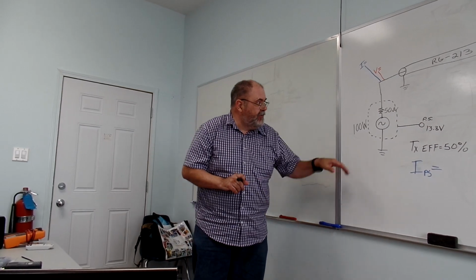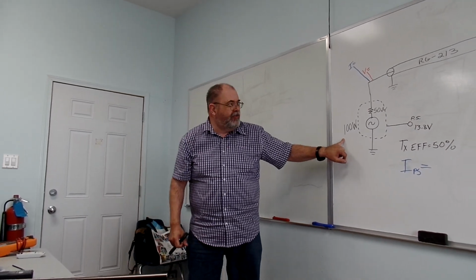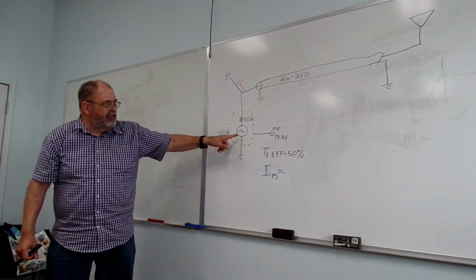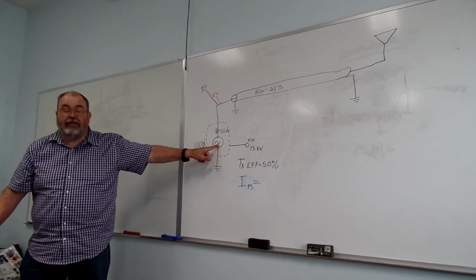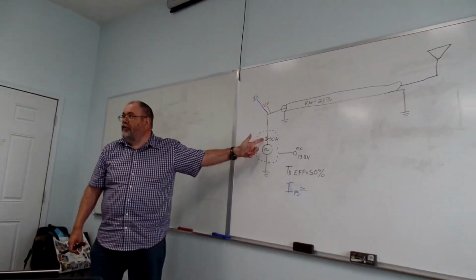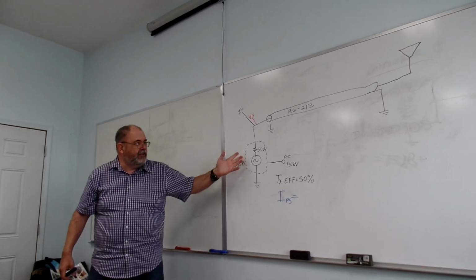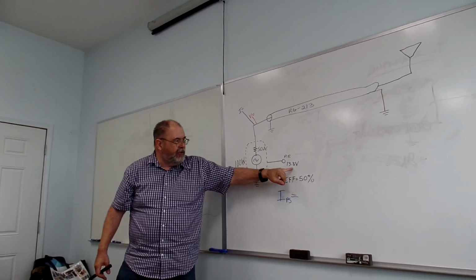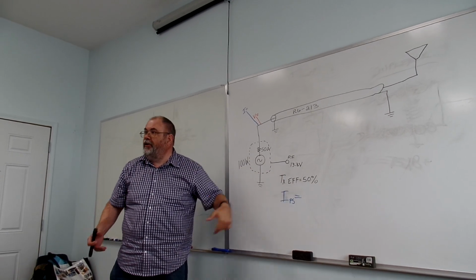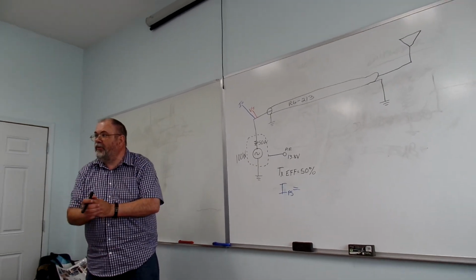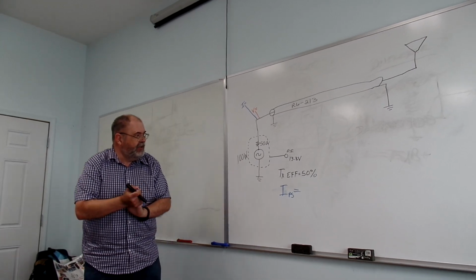So what I've got here is a typical 100-watt amateur radio transceiver. I just showed it as an AC signal source with an internal 50 ohm resistor. That's what our transmitters are. It doesn't really matter if it's a handheld or a desktop. I'm running it off a 13.8 volt station power supply, very typical for what we would run at an HF station.